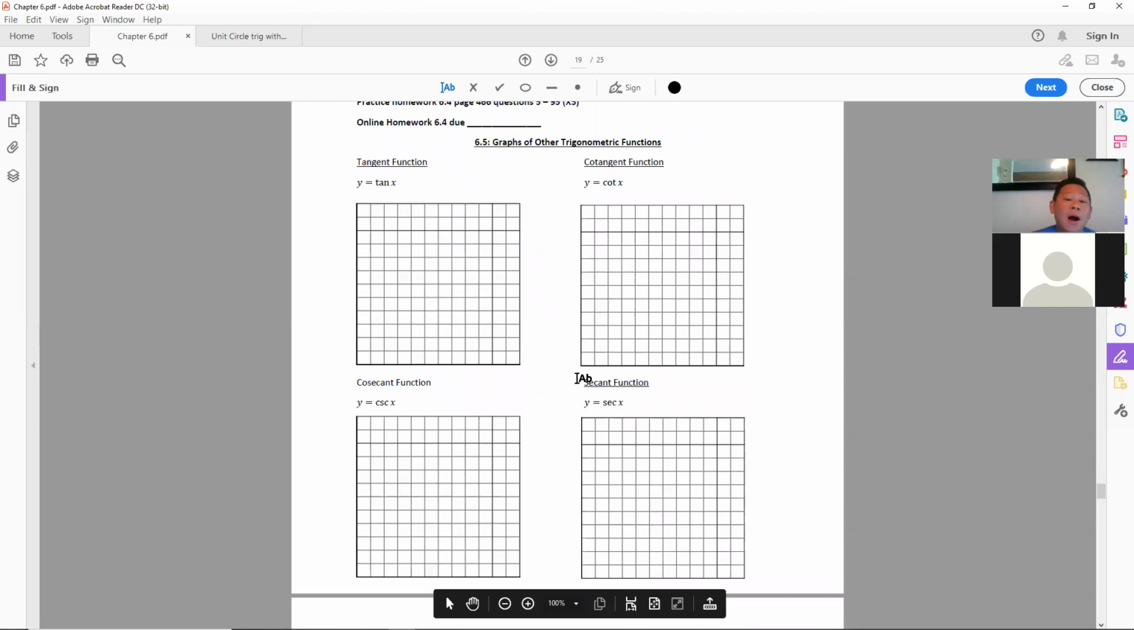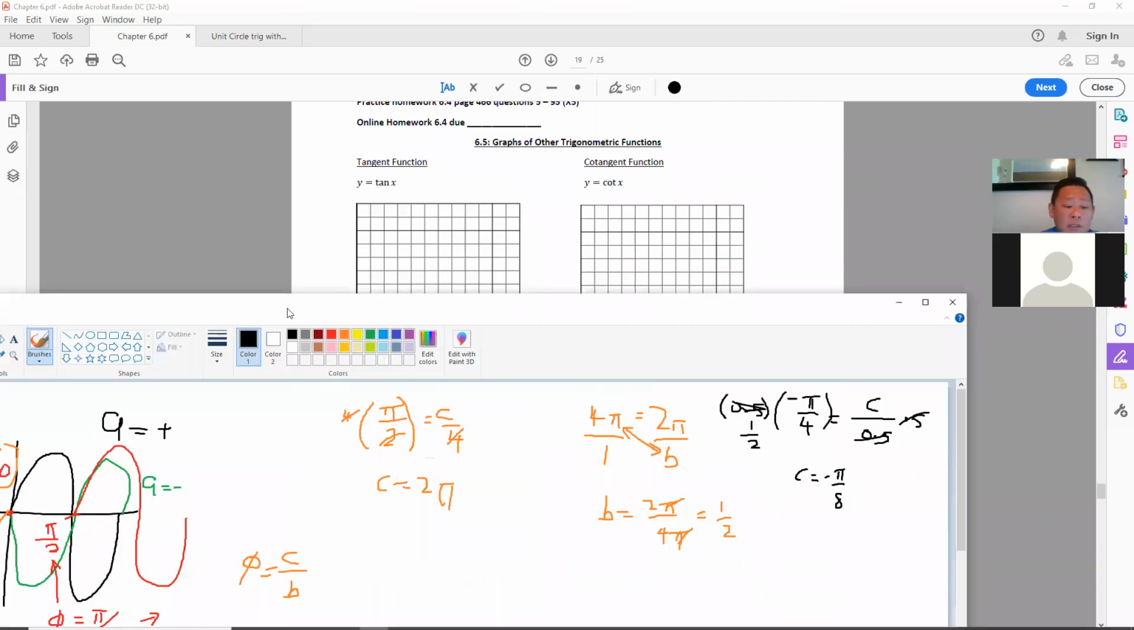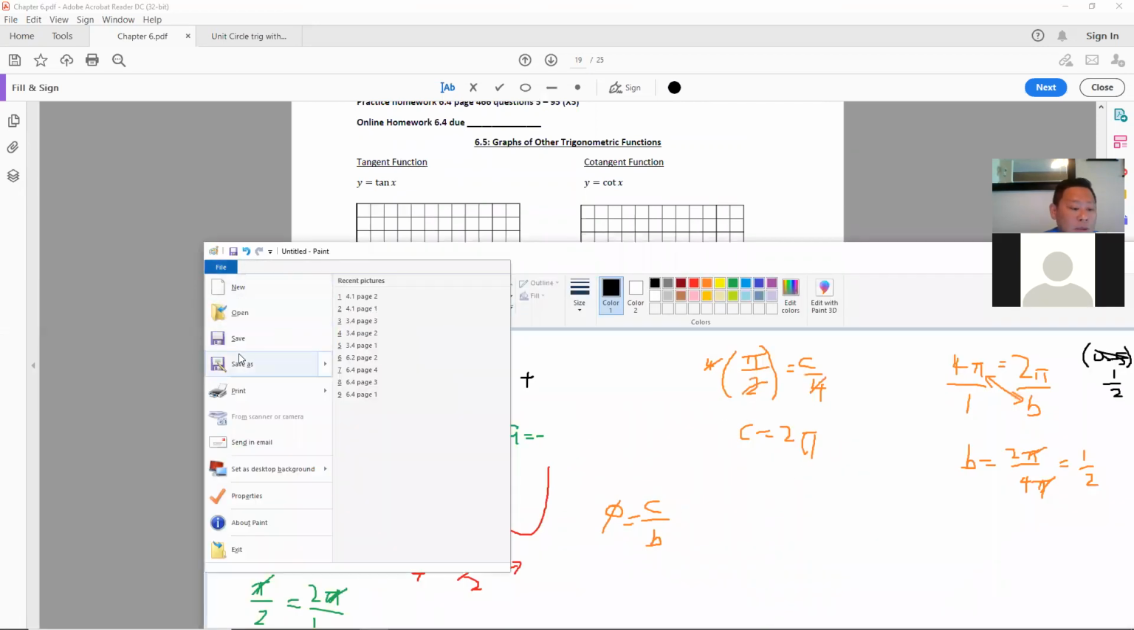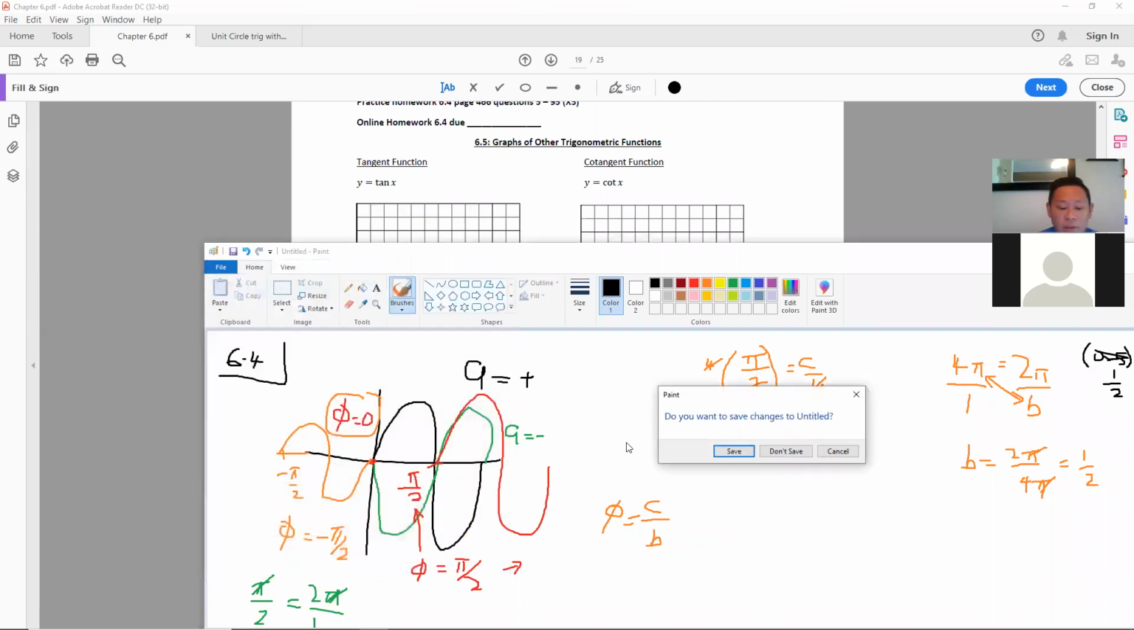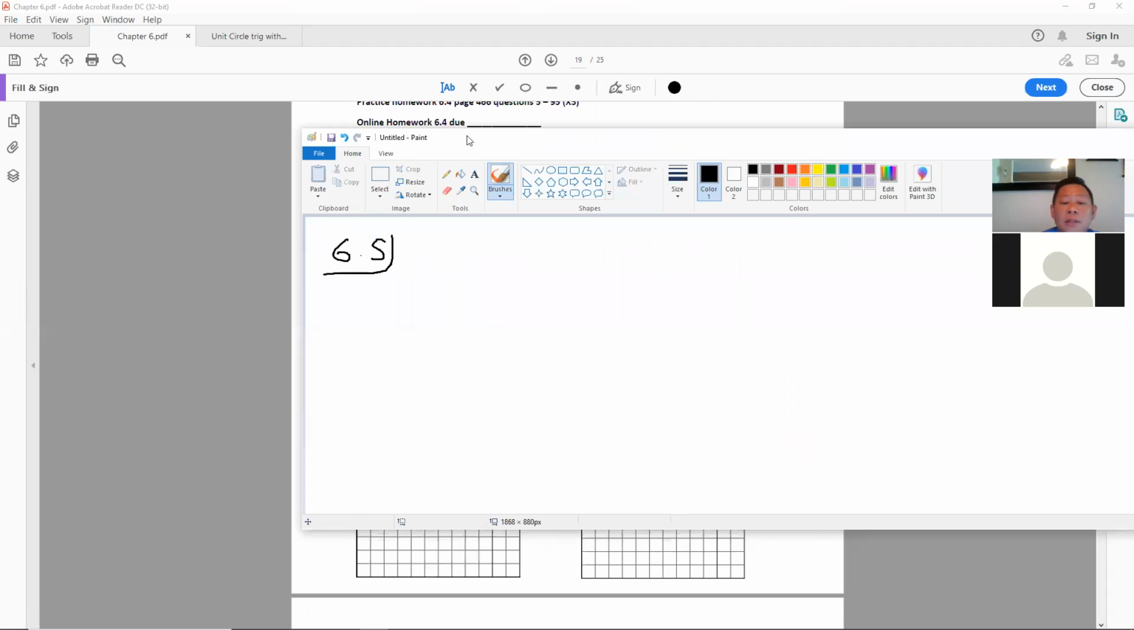So 6.5 is where we begin to graph the other trigonometric functions: tangent, cotangent, secant, and cosecant. This is pretty much basic. So we're going to talk about how we graph the tangent, cotangent, secant, and cosecant graphs. This is 6.5 here.